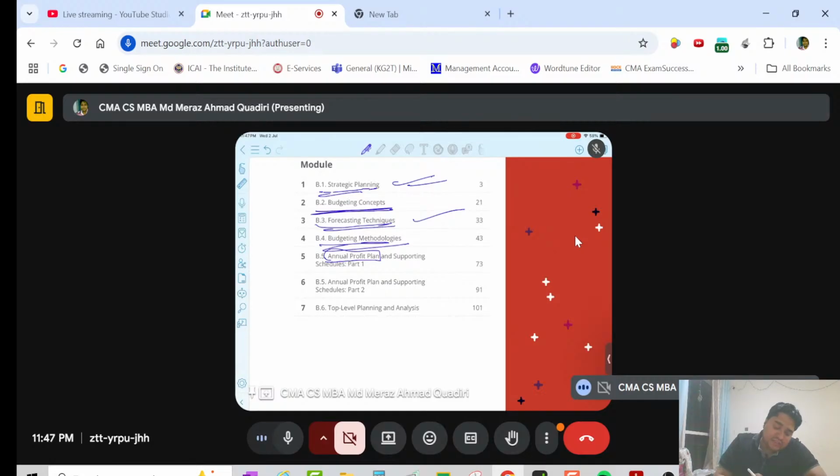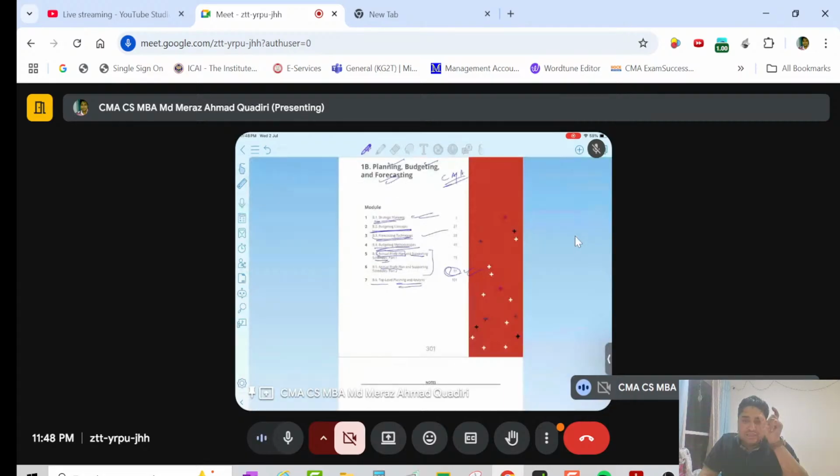and their supporting schedules. Then this second part is going to be the advanced level: top level planning and analysis. Here you will learn some theoretical concepts and the full cycle, like the cash budget, purchase budget, production budget, inventory budget, revenue budget, labor budget, whatever budget you can expect, you can learn here. So these are the things we will cover in module 2, the second section of Part 1.